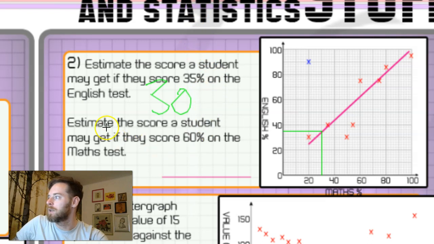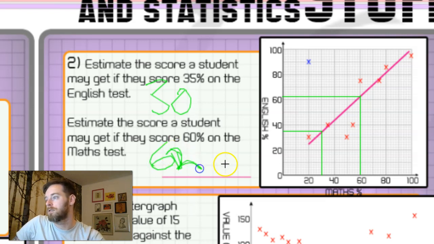And then estimating the score a student may get if they score 60% on the maths. So on the maths axes, go to 60%, do the same thing, but just draw a line up and then across. See what that hits. So that looks to be about 62%. So we'd write down 62%. And I'll try and do that again. It won't look great, but oh, it's a bit better. That's not a better 2 though, is it? There you go, 62%. So it's a very simple thing to do.